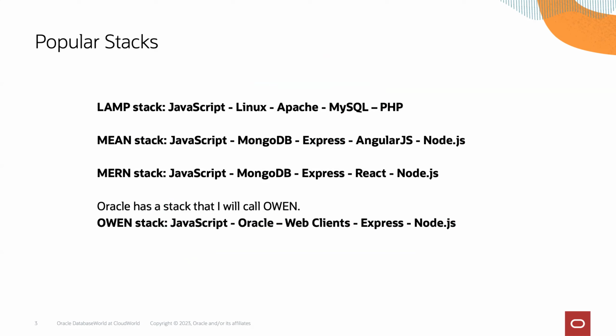Some of the popular stacks currently used are the LAMP stack, the MEAN stack, and the MERN stack. I am going to propose a new stack called OWEN that is comprised of the Oracle 23C Docker container, a variety of web clients supported by Parse Server, and Parse Server itself, which is an Express Node.js application. If your web client is React, this would be a full JavaScript stack.